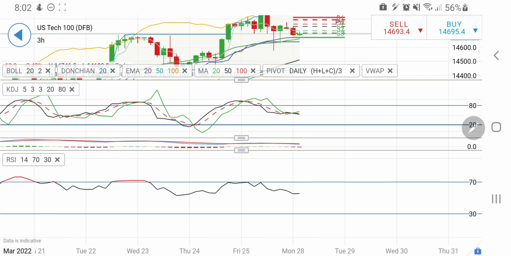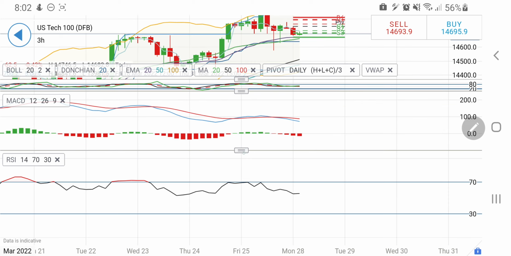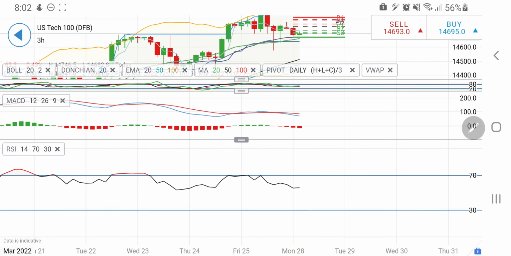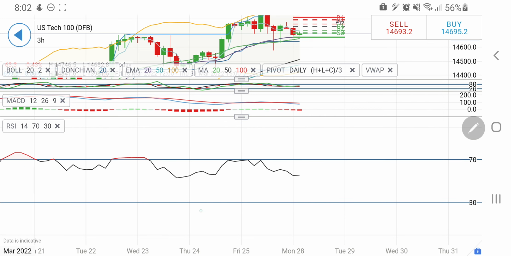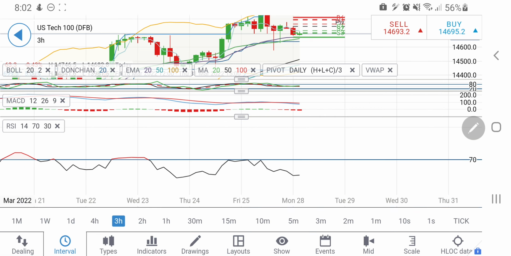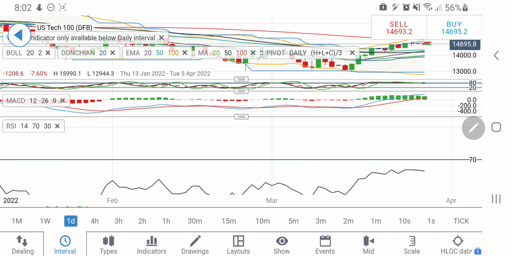So yes, a long entry is only beyond the 14,740-14,750 zone. If it breaks this zone, yes, you can go long, else any rise till there is a good level to go short. 3-hour stochastic comfortable, and MACD is still trading with a bearish bias on 3-hour charts. Now come back to the daily charts out there.